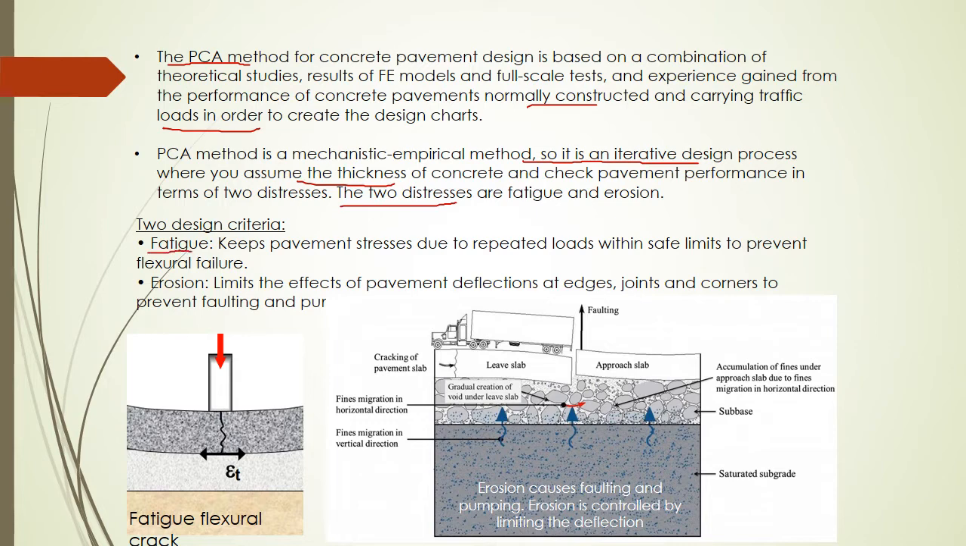So, fatigue keeps pavement stresses due to repeated loads within the safe limits to prevent flexural failure. As you can see here, this failure happens due to fatigue, which happens due to repeated loads on the concrete slab. Erosion limits the effects of pavement deflections at edges, joints, and corners to prevent faulting and pumping. As you can see here, there is a differential settlement between the two slabs.